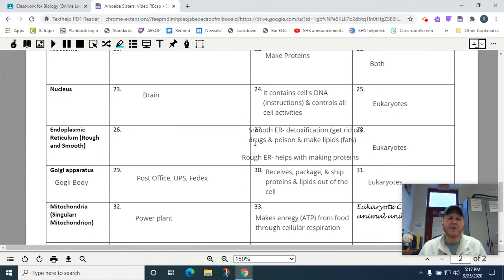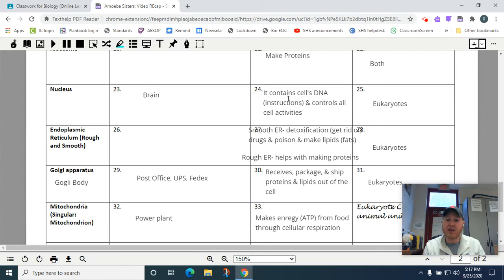Next thing we have is the nucleus. The nucleus is like the brain of the cell. And why is it like the brain of the cell? Well, it contains the instructions. We call that DNA. You've heard of DNA. When you think DNA, you're thinking of the instructions or the information. Sometimes we call it genetic material or genetic info. So it contains the cell's genetic instructions.